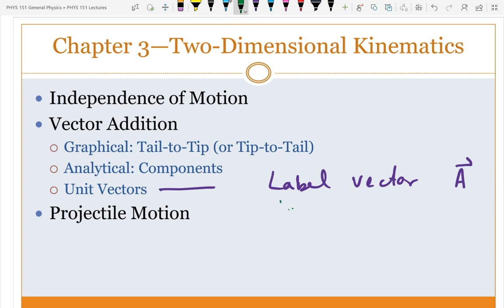A unit vector has the little caret above it. That means it has a magnitude of 1, and it's only really indicating direction. That's what a unit vector is. So we use those to keep track of directions. So make sure that you can interpret those.